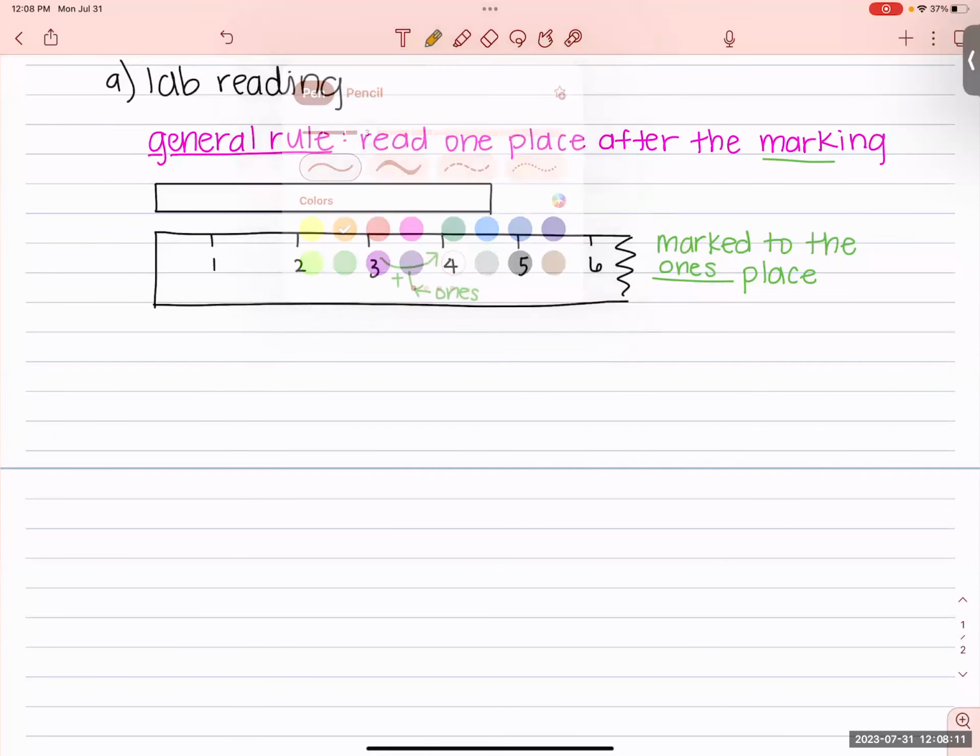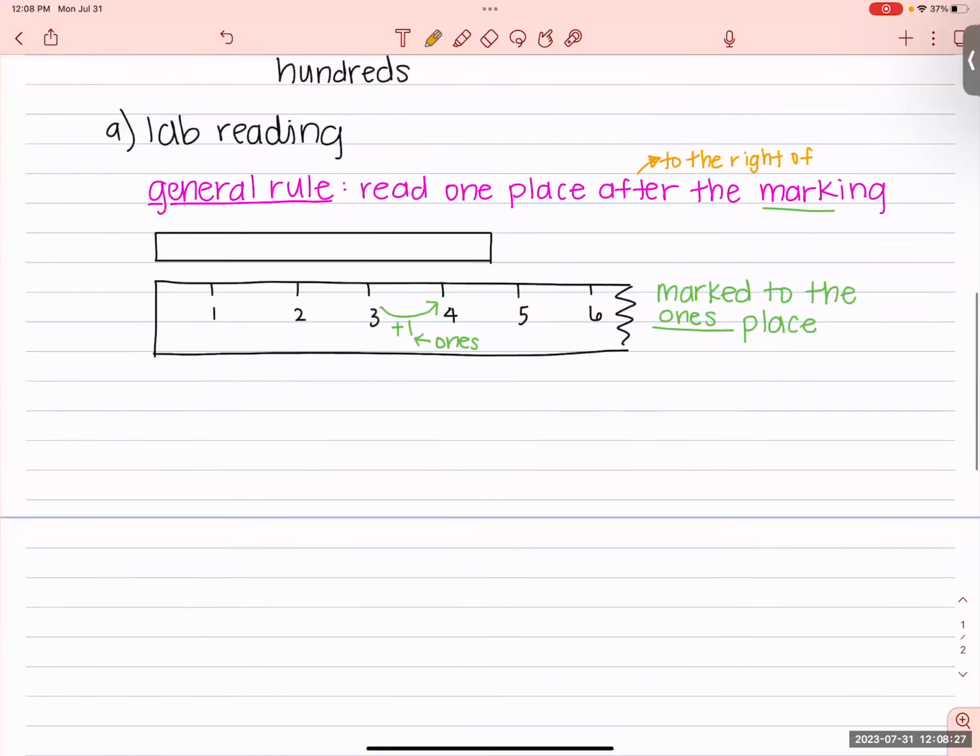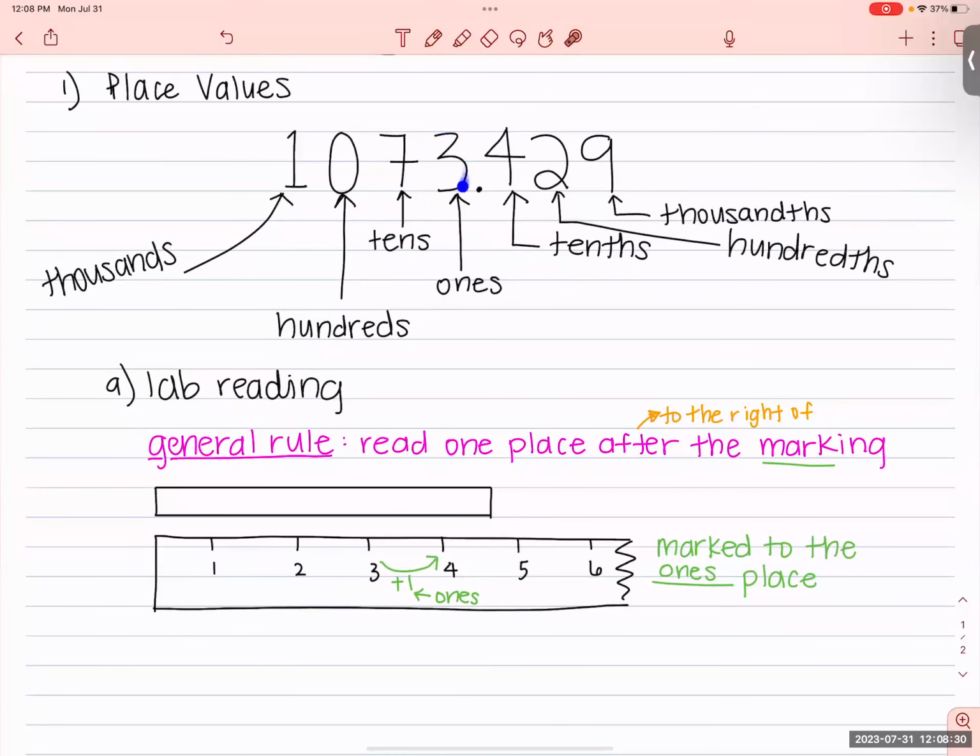So if it's marked to the ones place, let's think about where we're going to read the recording. The rule is to read the recording one place after. When I say after, I mean to the right of. So being very explicit here. If this is the ones place, the number that comes after the ones place is the tenths place. Yes, I know the decimal is technically what comes after the ones place, but that's not a place in itself. It's not a value. It's just a marker. So the next value after the ones place is the tenths place.